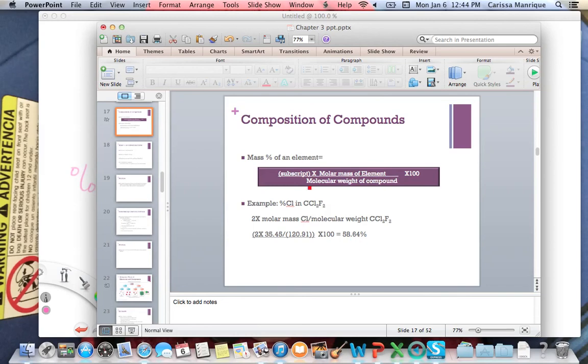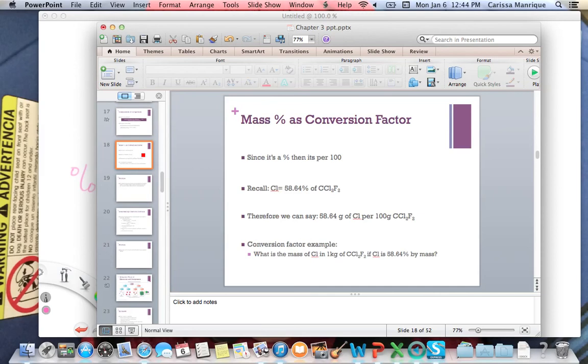So again, that is how, if they ask for the percent, what percent of chlorine is in this molecule, or what percent of carbon, or what percent of hydrogen. So if they ask for the percent, use this formula here, okay? If they give you the percent, like here, what is the mass of chlorine in 1 kilogram of CCl2F2 if chlorine is 58.64% by mass?